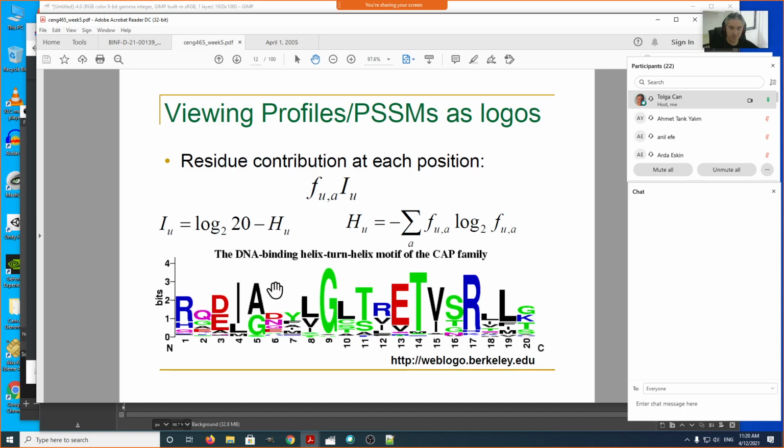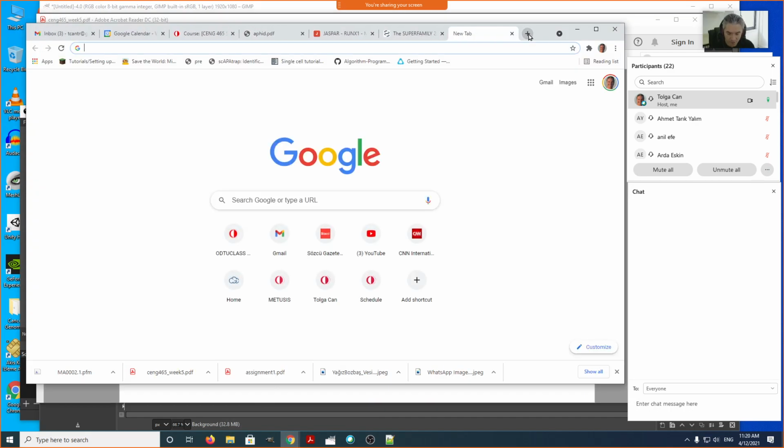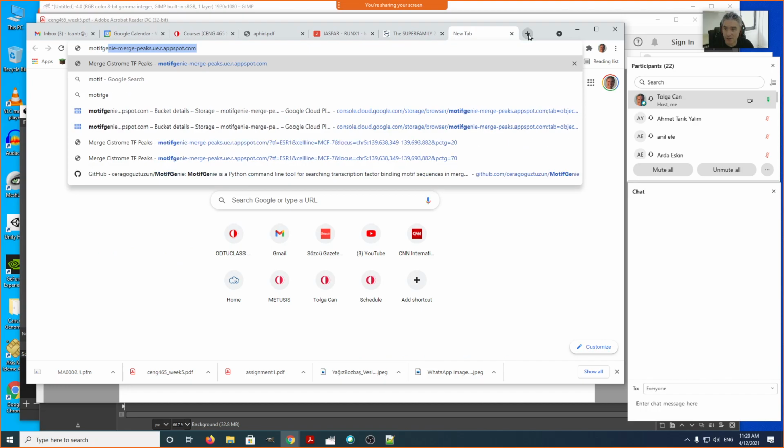We are looking at some binding motifs and trying to figure out these motifs in certain sequences, and we use a similar sequence logo representation. Let me just show you that one too. The name of our tool is going to be Motif Genie.